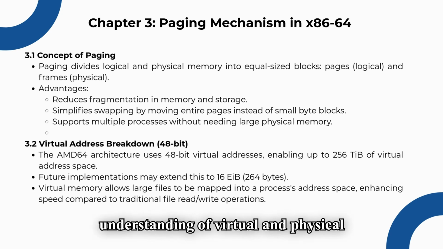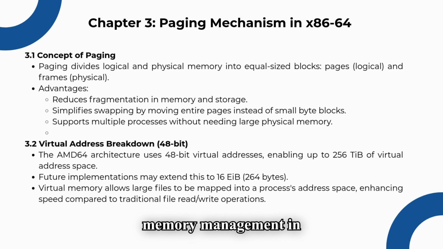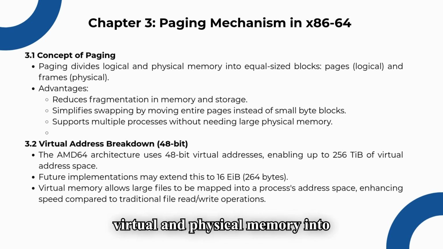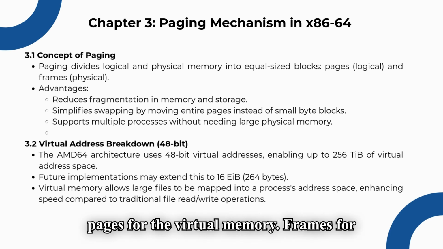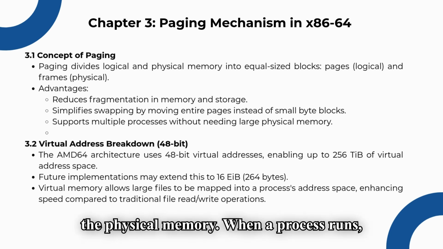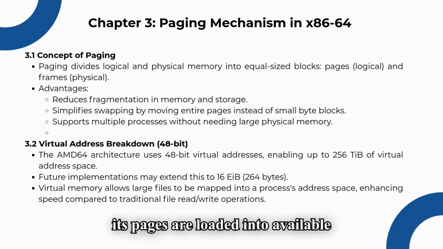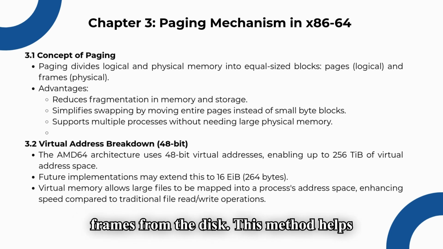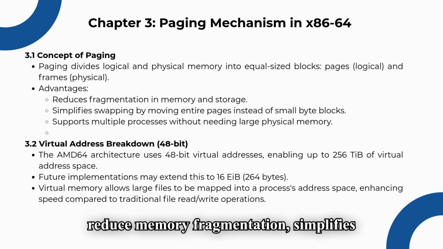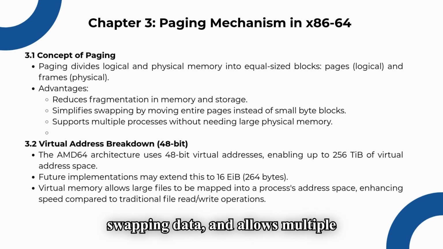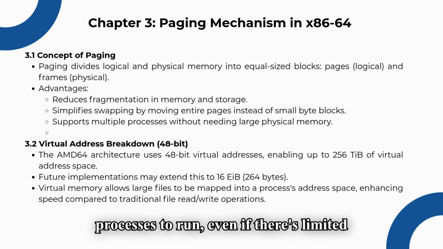With a clear understanding of virtual and physical memory, we now turn to the heart of memory management in x86-64, the paging mechanism. Paging splits both virtual and physical memory into equal-sized chunks. We call them pages for the virtual memory, frames for the physical memory. When a process runs, its pages are loaded into available frames from the disk. This method helps reduce memory fragmentation, simplifies swapping data, and allows multiple processes to run, even if there's limited physical memory.